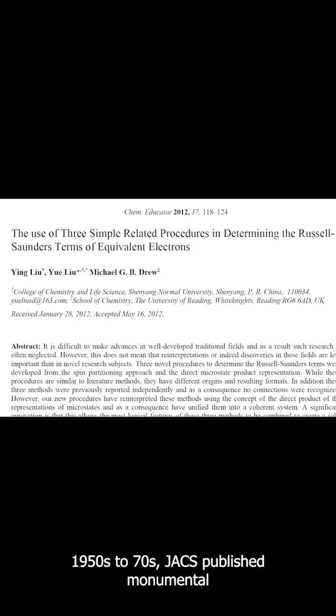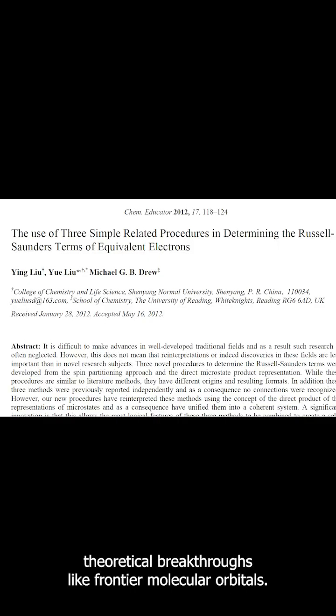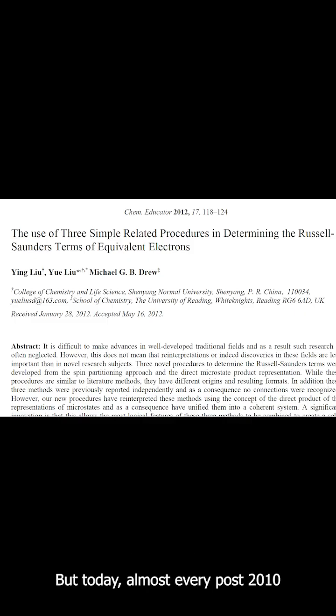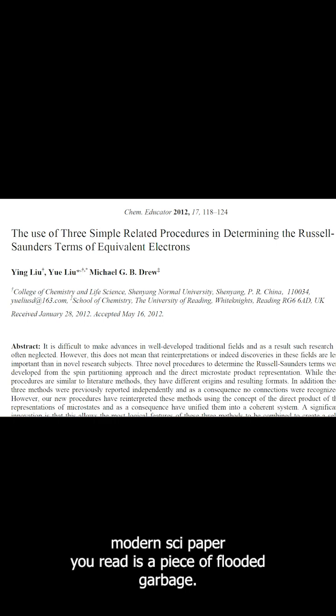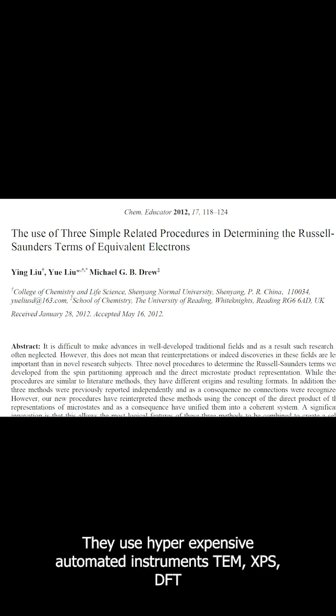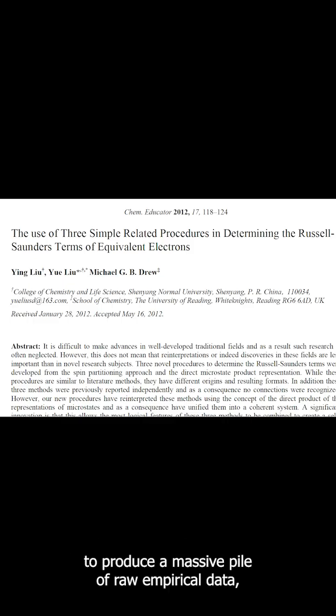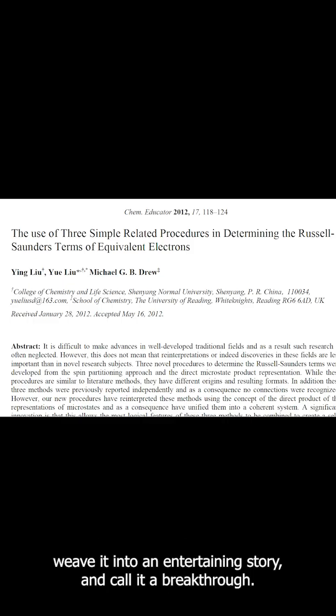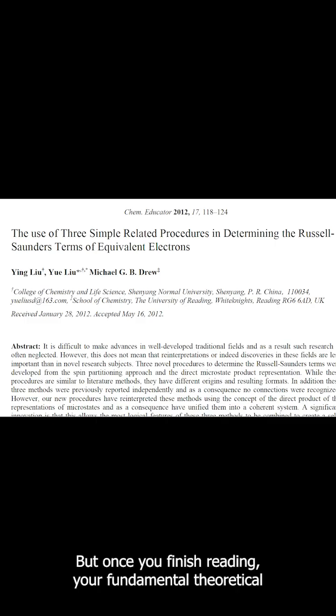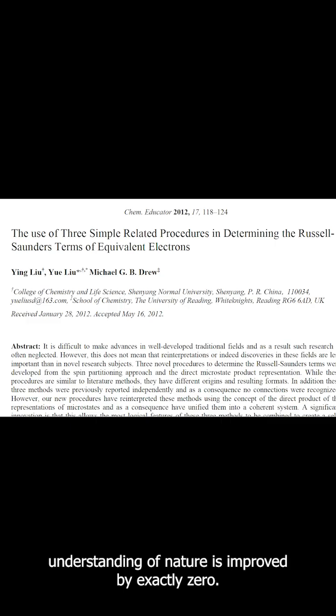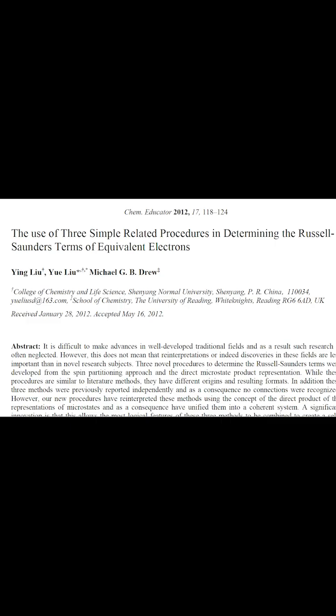During the 1950s to 70s, JCS published monumental, theoretical breakthroughs like frontier molecular orbitals. But today? Almost every post-2010 modern SCI paper you read is a piece of flooded garbage. They use hyper-expensive automated instruments, TEM, XPS, DFT, to produce a massive pile of raw empirical data, weave it into an entertaining story, and call it a breakthrough. But once you finish reading, your fundamental theoretical understanding of nature is improved by exactly zero. It's just a high-tech alchemical record log.